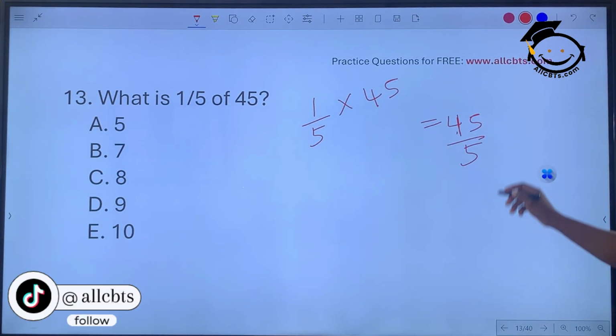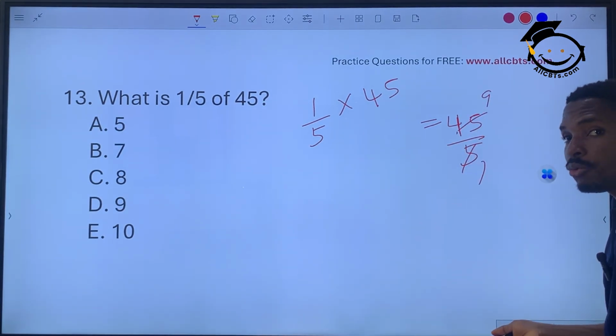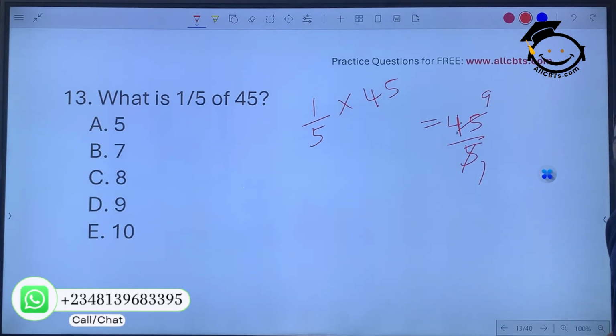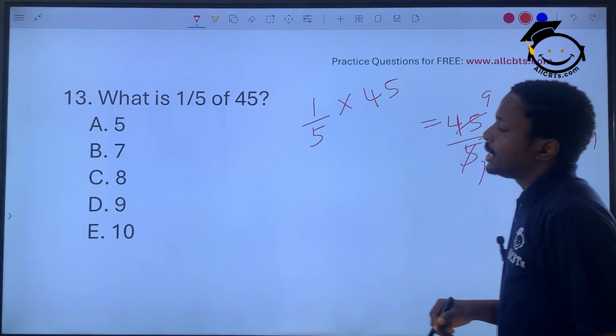45 divided by 5. 5 in 5, 1. 5 in 45, 9. Right? Because 5 can go in the numerator and denominator. So you have 9 over 1, which is equal to 9.